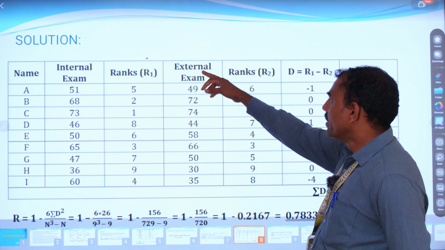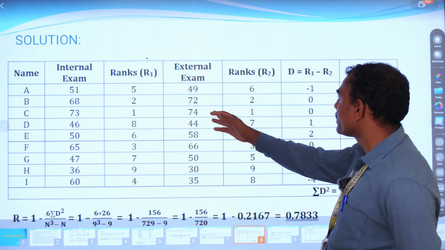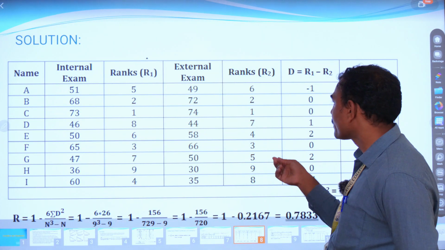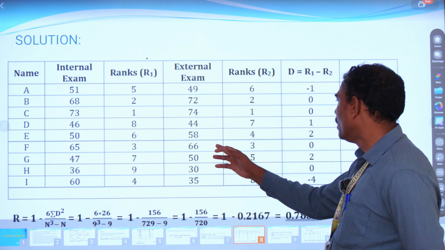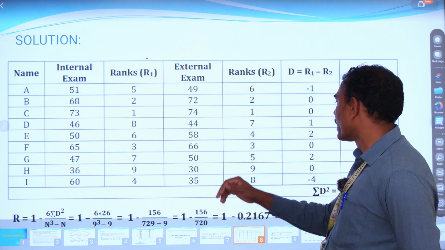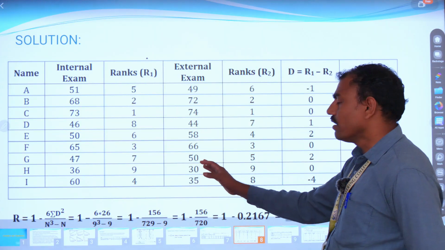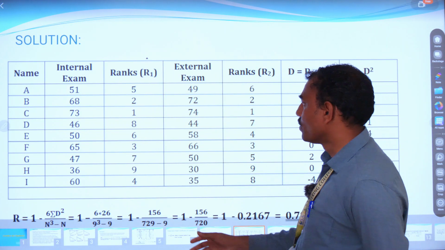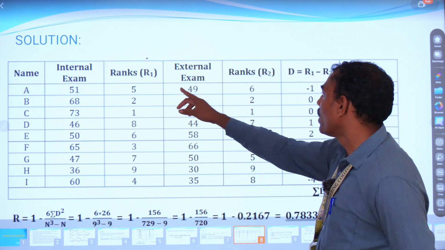Next, the second exam, the external exam marks are given. Here the first rank is 74, second rank 72, third rank 66, fourth rank 58, fifth rank 50, sixth rank 49, seventh rank 44, eighth rank 35, ninth rank 30. So the ranks are given from the marks. So here we find the ranks, rank 1 and rank 2.